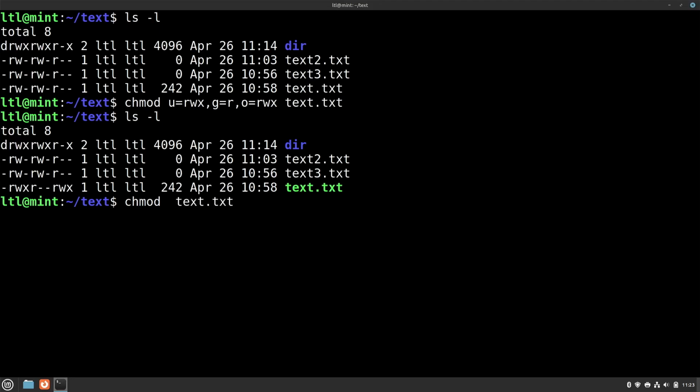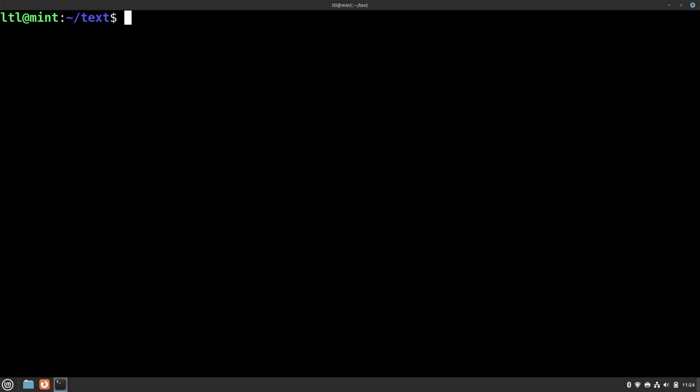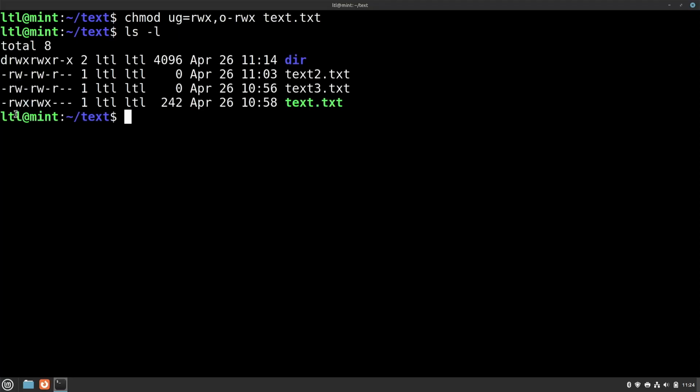I can take that even further in the good old-fashioned infomercial, but wait, there's more. So I can chmod ug=rwx,o-rwx, and put text on there. So you can not only add or make equal to, you can actually minus from too. So when we do that, now user and group has read, write, and execute, and the other has nothing whatsoever.